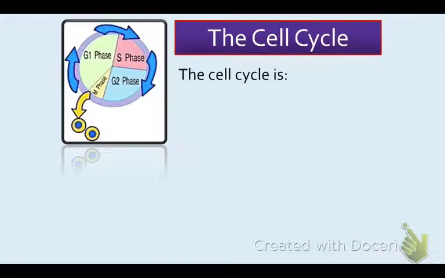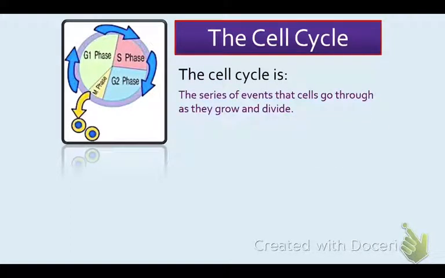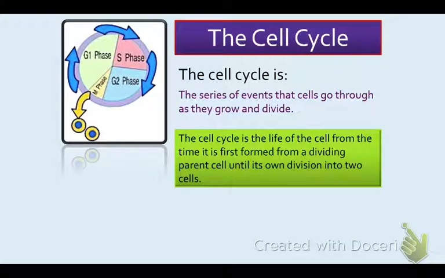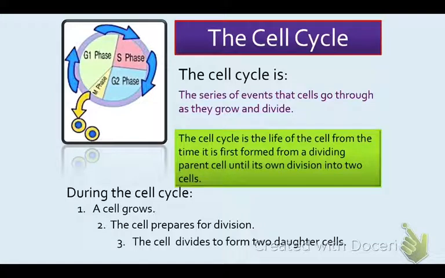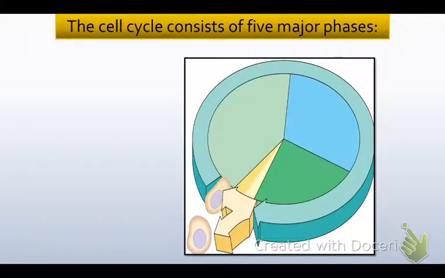So the cell cycle is a series of events that cells go through as they grow and divide. The cell cycle is the life of the cell from the time it is first formed from a dividing parent cell until its own division into 2 cells. During the cycle, first the cell grows to get bigger and bigger. It prepares for division, and then the cell divides to form 2 different daughter cells.